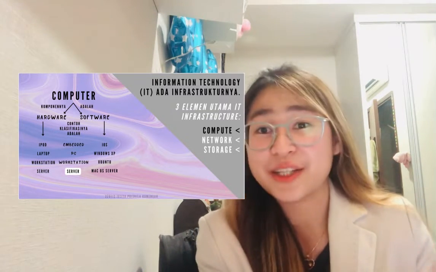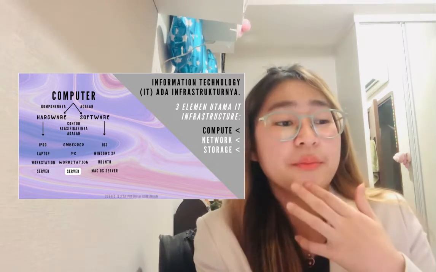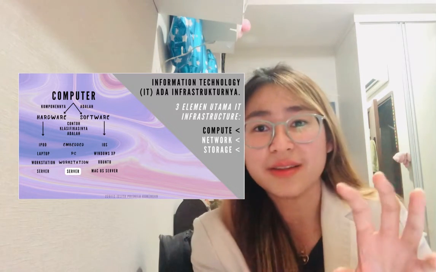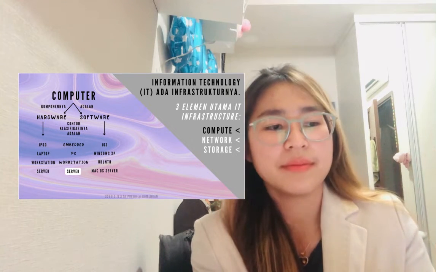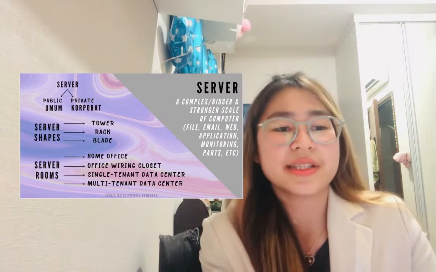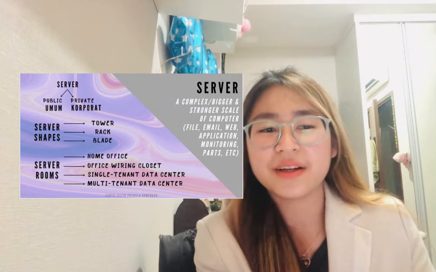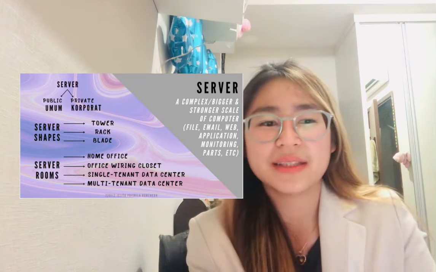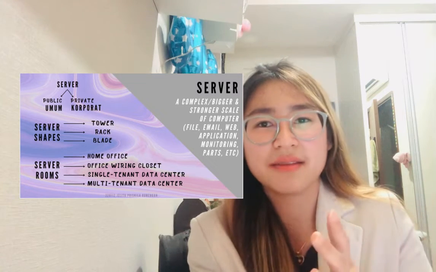Now we arrive at the server. The server is the fourth classification by computer functions. The hardware is also called the server, and the software or the operating system example is Mac OS server. So the server is like a more complex, bigger and stronger scale of computer. It is actually a computer, but just more complex, bigger, and stronger.